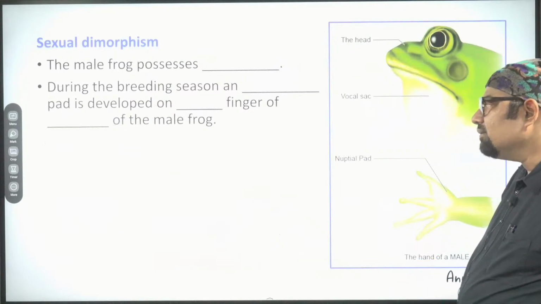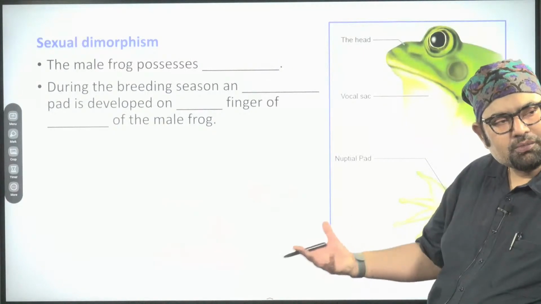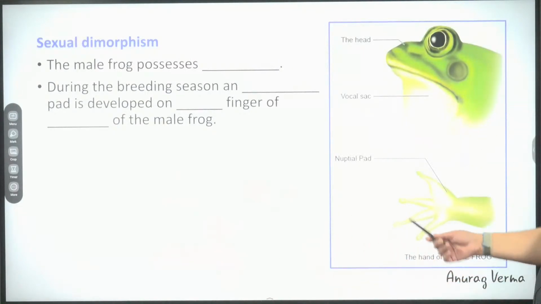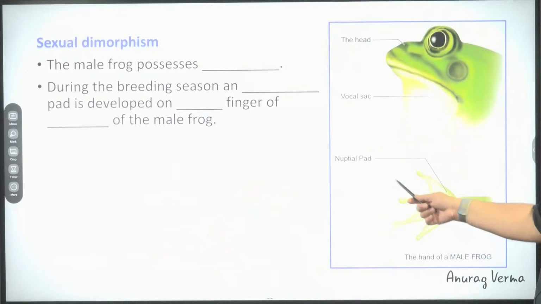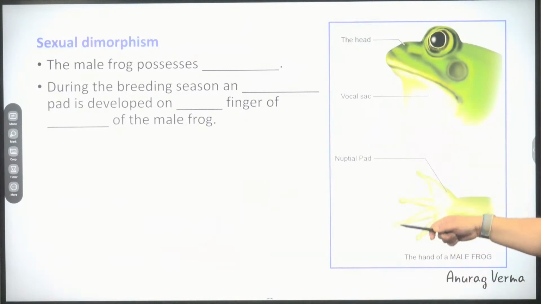Sexual dimorphism. Dimorphism means where the morphology of male and female is different. Presence of vocal sac and copulatory pad helps in finding out the male. If they are absent, it is a female.